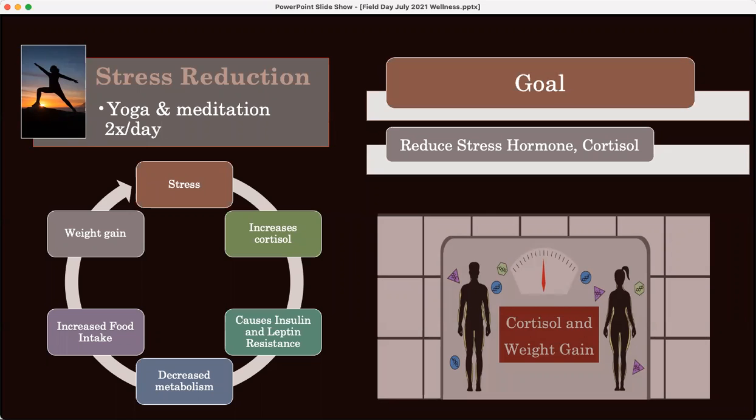Stress reduction with yoga and meditation. Stress, particularly worry, increases the release of the stress hormone cortisol by the adrenal glands. And it's cyclical in nature. Increased cortisol and increased stress increase insulin and leptin resistance, so you become almost pre-diabetic, with decreased metabolism, and then significantly increased food intake and weight gain. And then that cycle continues.